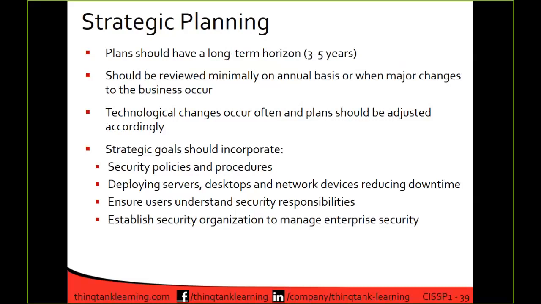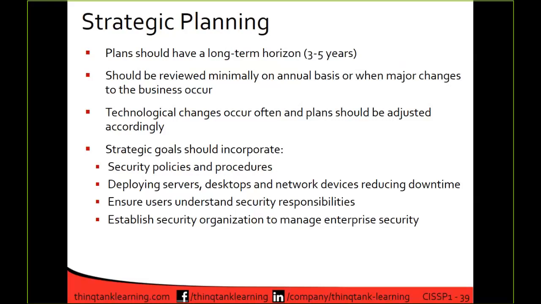Business objectives and business procedures typically change over a longer period of time than technology does. Technology is changing constantly, so you definitely need to update your strategy. You don't want to be still using cassette tapes when everybody else is using DVDs, right? The technology changes that strategy, right? So strategic goals should incorporate security policies and procedures, deploying servers, desktops, network devices, reducing downtime, high availability, etc. Ensuring users understand their security responsibilities and establishing a security organization to manage your enterprise security architecture.